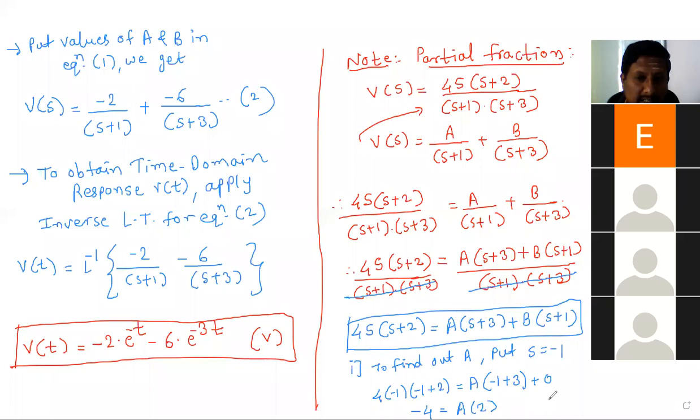So what is the answer? A is equal to minus 4 by 2. Minus 4 by 2 म्हणजेच minus 2. So same here, I am getting minus 2.